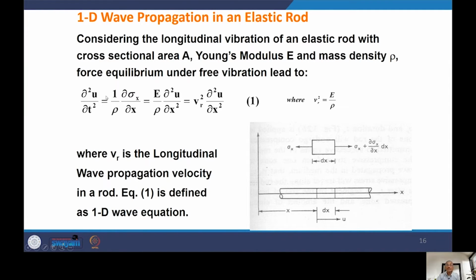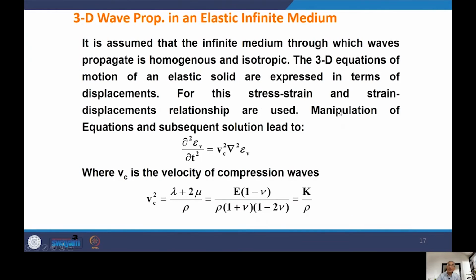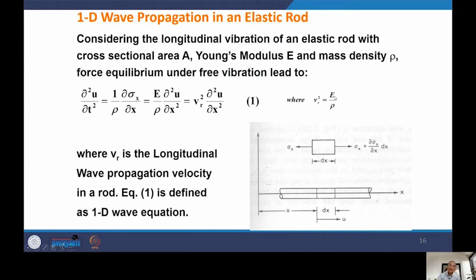And finally, this relationship gives you VR square equal to E by rho. What is E? E is Young's modulus of the medium, and rho is mass density. So that means the wave velocity inside this rod can be found out for the 1D case as the square root of E by rho, where E is Young's modulus and rho is mass density.